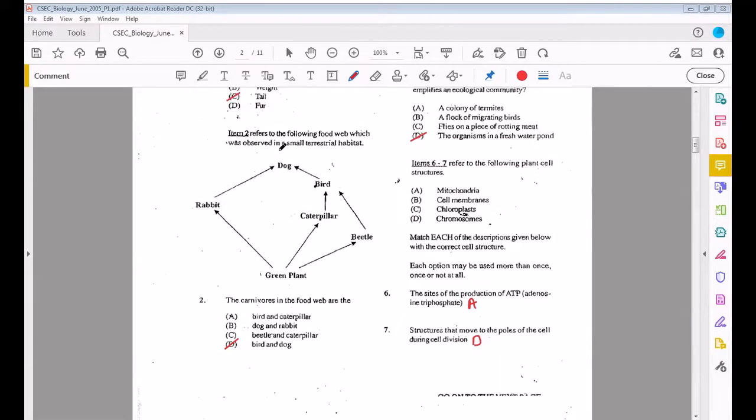Item two refers to this food web here. So they want to know the carnivores in the food web: the answer is D, the bird and the dog. The reason why they are the carnivores is that they eat other animals. So in this case, the dog eats the bird, and the bird eats the caterpillar and the beetle. The dog also eats the rabbit.